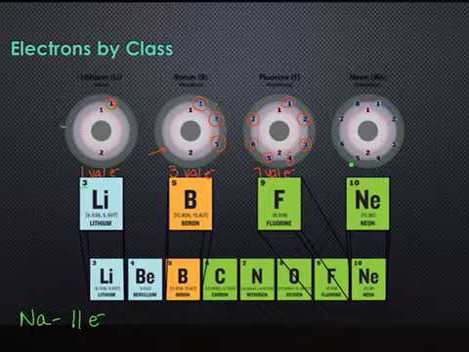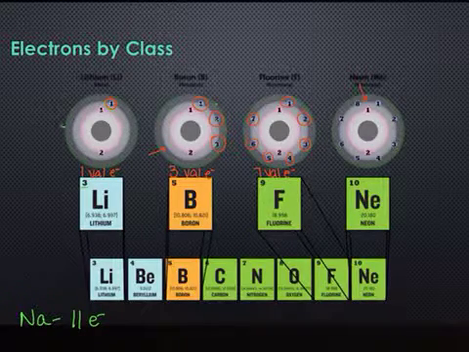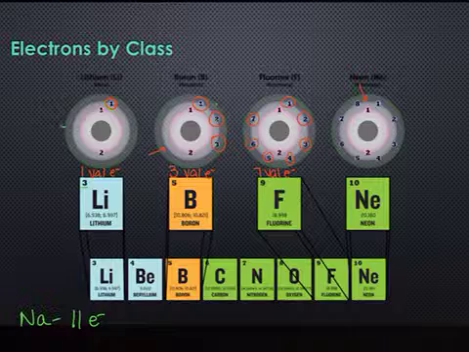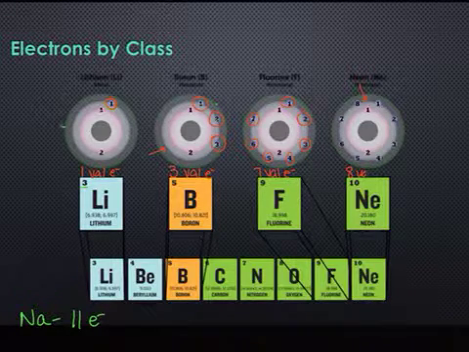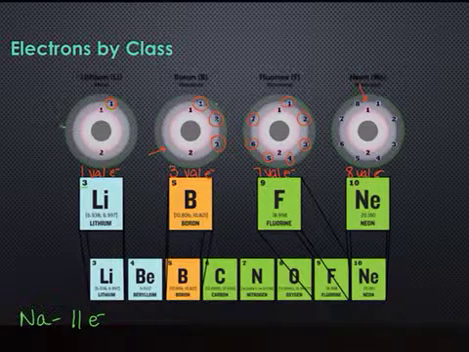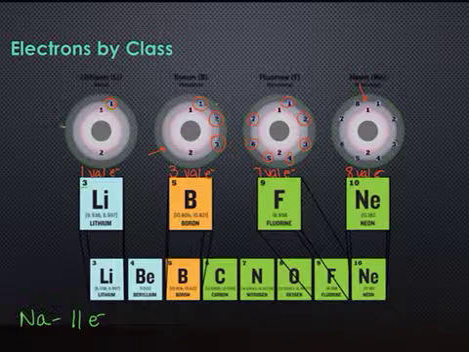Lastly, looking at neon for valence electrons, look at the outermost energy level. Again, in this case, it's only the second one. And you'll see that there are 8 valence electrons in that energy level. And so neon has 8 valence electrons.